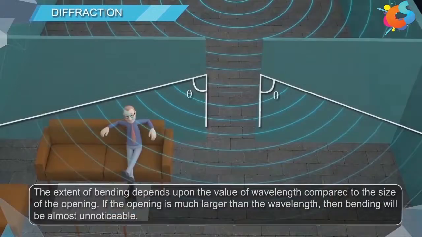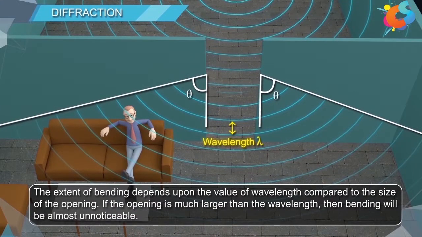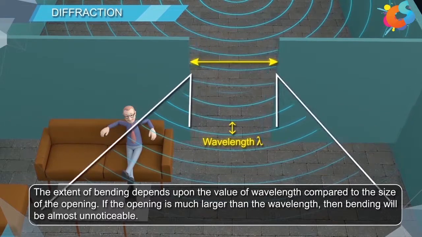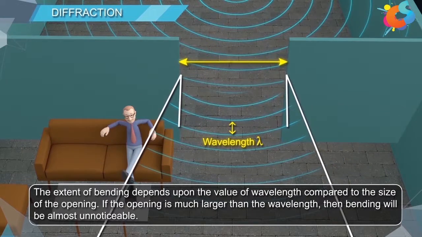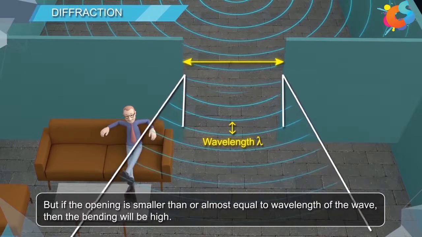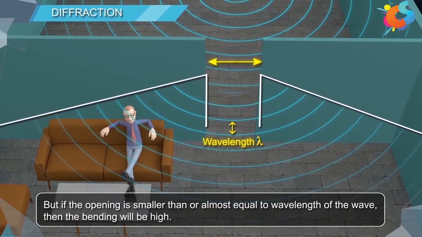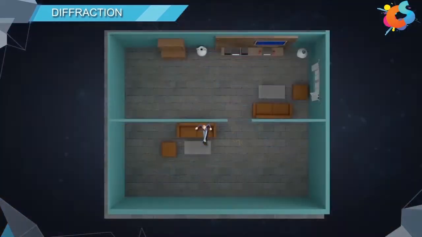Now, the extent of bending depends upon the value of wavelength compared to the size of the opening. If the opening is much larger than the wavelength, then the bending will be almost unnoticeable. But if the opening is smaller than or almost equal to the wavelength of the wave, then the bending will be high. Now consider another situation where we have a light source instead of a music system.